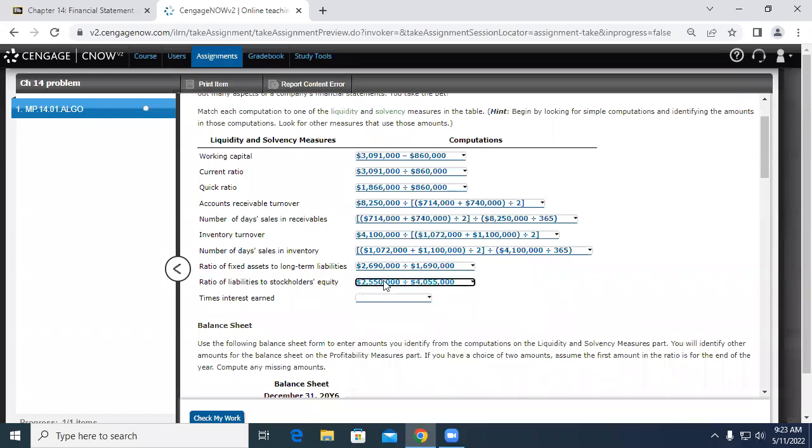So this one with the 1690 in the denominator must be the long-term liabilities because this number in the numerator, the 2,550,000, is bigger than this. So total liabilities has to be bigger than long-term liabilities. And so that must be the correct order for those.